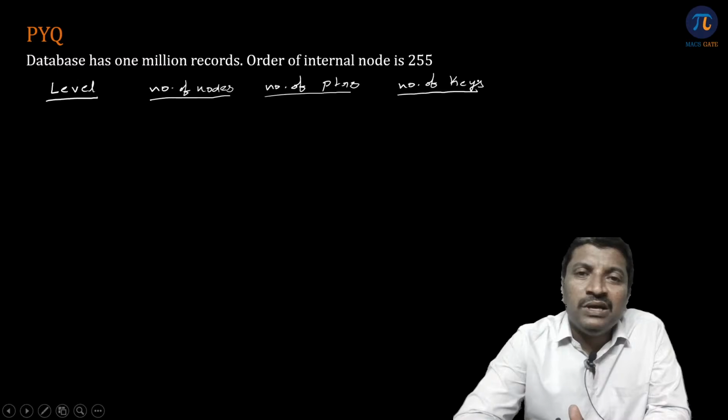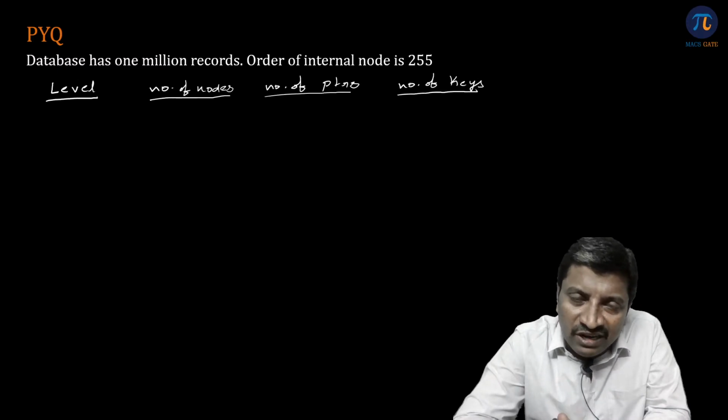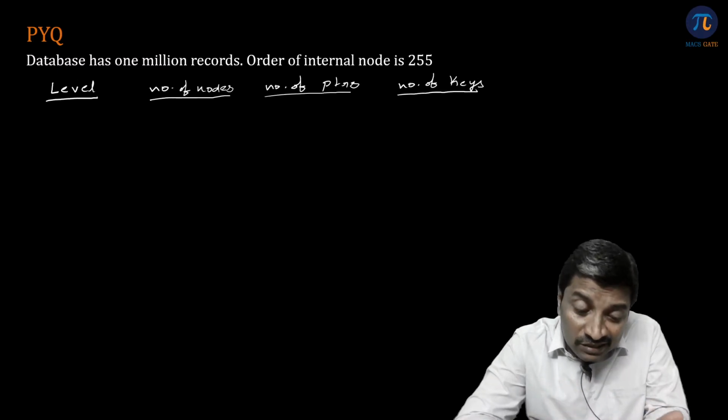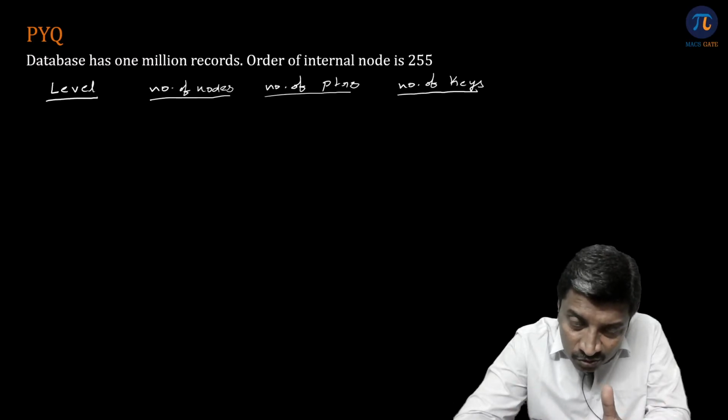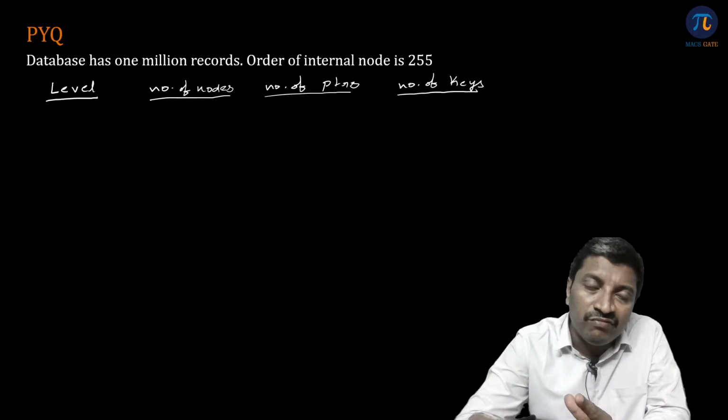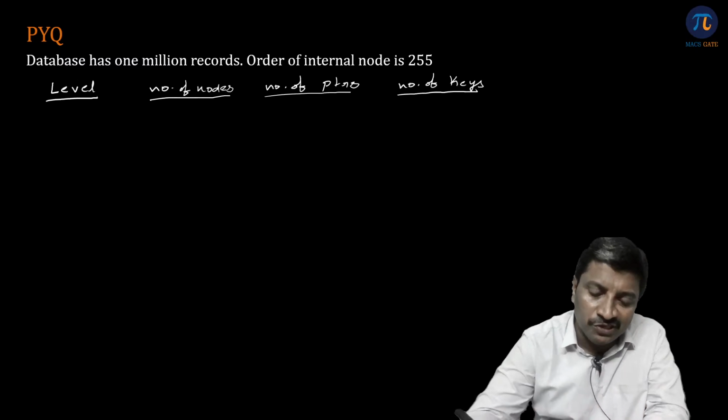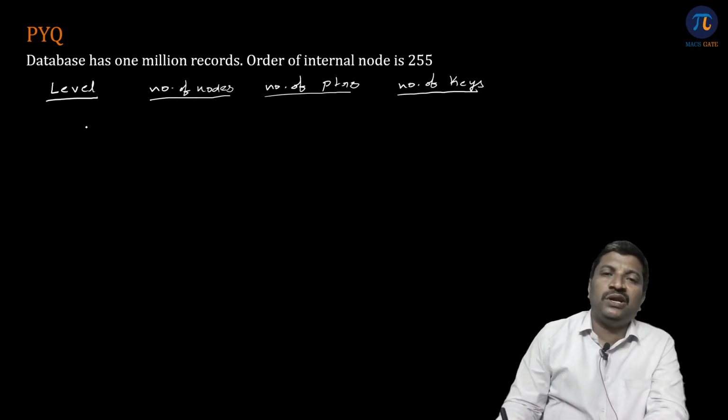Let us assume the B plus tree contains only one level. Then what does it mean, sir? In that one level, in all those nodes, I need to fit all the 1 million records. Is it possible? Let me check it. Okay, surely always the root level.